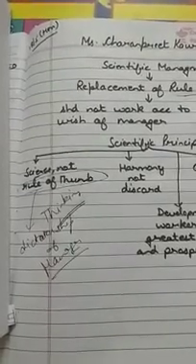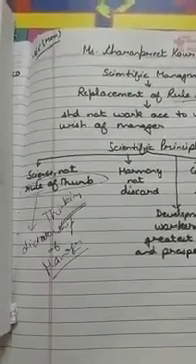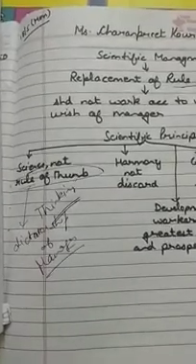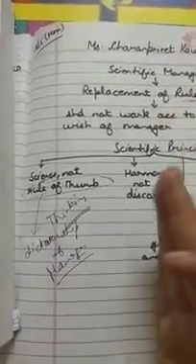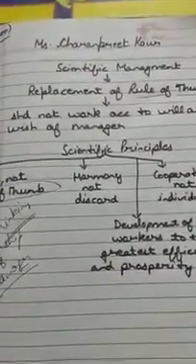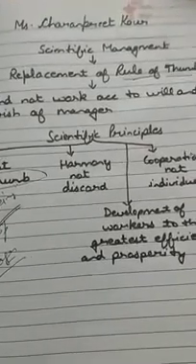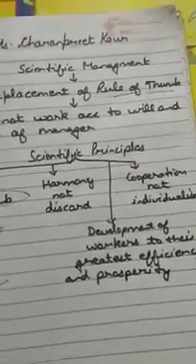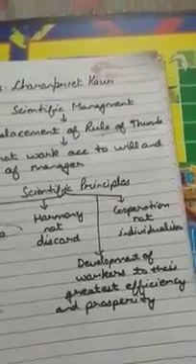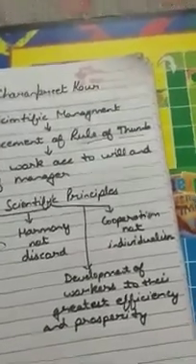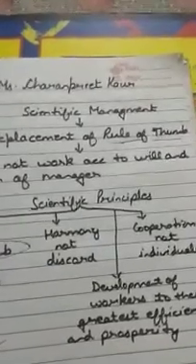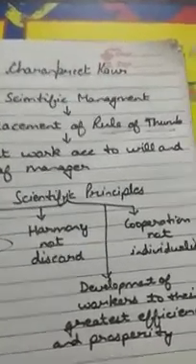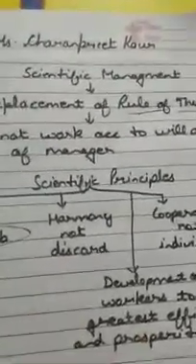He says that there must be thinking before doing, which is not in case of the rule of thumb. ठीक है, so this is your first principle of management. Second, we are having harmony not discord. Harmony not discord means कि whenever we are working in a group, we have to work in complete harmony. We should not quarrel with one another. There should not be any kind of barrier between the employer as well as the employees.